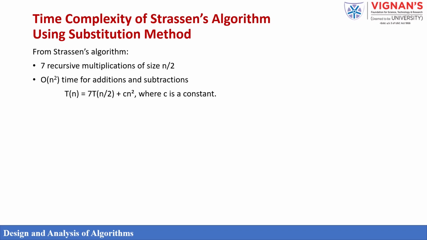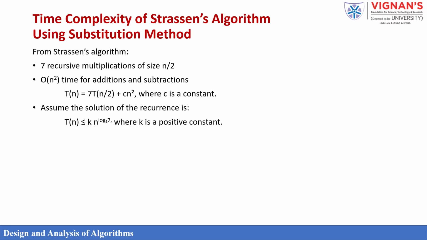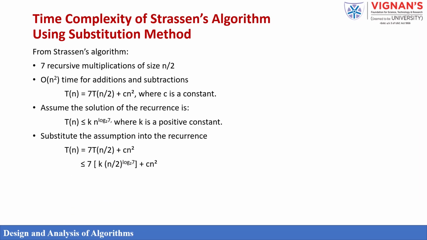Now we assume a solution for this recurrence. T of n is less than or equal to k into n power log 7 base 2, where k is a positive constant. Next, we substitute this assumed solution into the recurrence relation. So we get T of n is less than or equal to 7 times k into n by 2 power log 7 base 2 plus c n square.